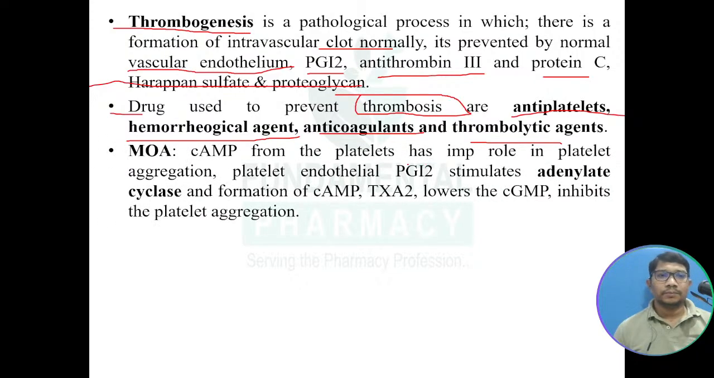Next we will see antiplatelet drugs, and their mechanism of action. Basically in the platelet you have cyclic AMP. Cyclic AMP has an important role in platelet aggregation. Platelet aggregation is the first step towards blood clotting. Platelet endothelial prostaglandin, prostacyclin, also stimulates adenyl cyclase.